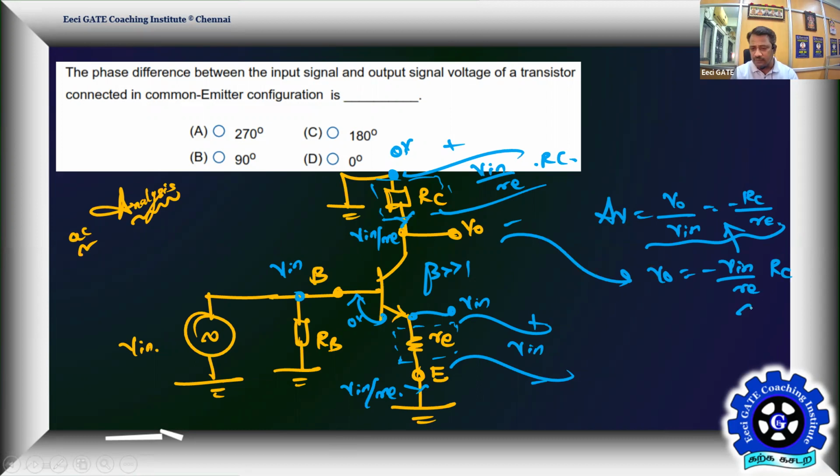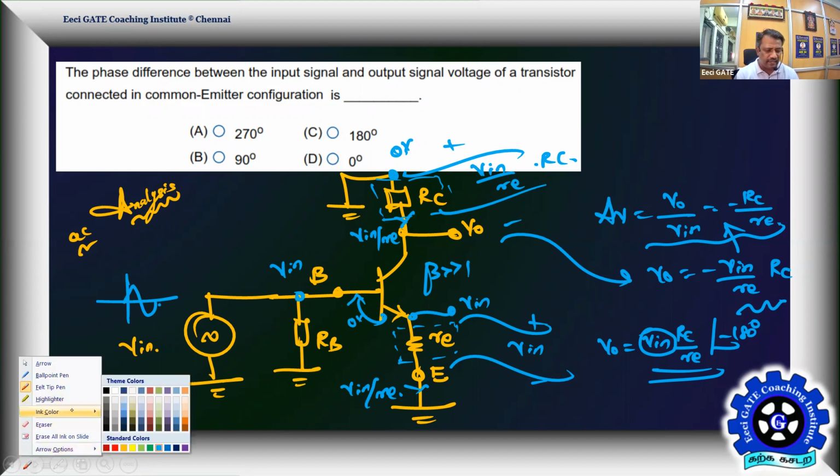Yes, the problem is with respect to this only. So what is your V0? V0 is going to be Vin multiplied by RC by small re at an angle minus 180 degree. That means output will be having 180 degree phase shift comparing to Vin. So Vin may have angle of 0. That means Vin will begin with positive half cycle, whereas V0 will begin with negative half cycle.